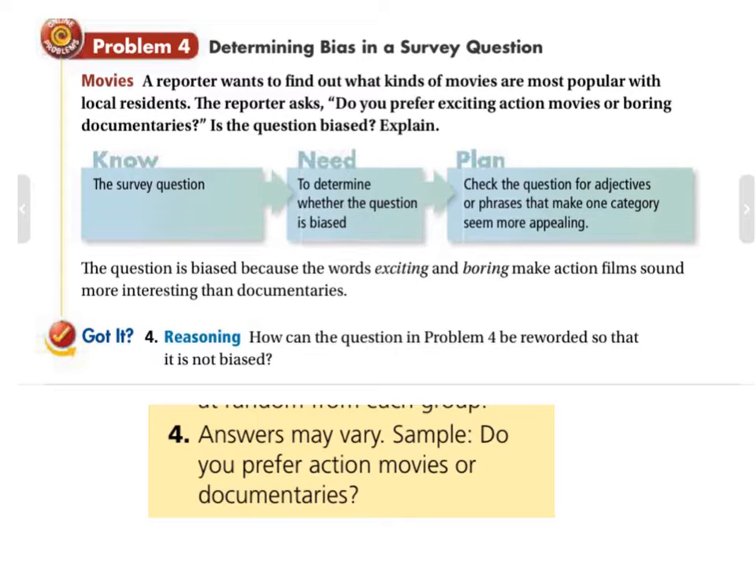So part of this is determining bias in a survey. It says a reporter wants to find out what kinds of movies are most popular with local residents. The reporter asks, do you prefer exciting action movies or boring documentaries? There is definitely bias in this question because the words used are exciting and boring. Nobody wants to be boring. Now, I don't know, maybe Mr. Myers probably watches boring documentaries because it's history class, whereas I watch exciting action movies. But again, bias in that question. For your Got It, how can the question be reworded? You might say something like, do you prefer action movies or documentaries? Again, trying to take out as much bias as you can.